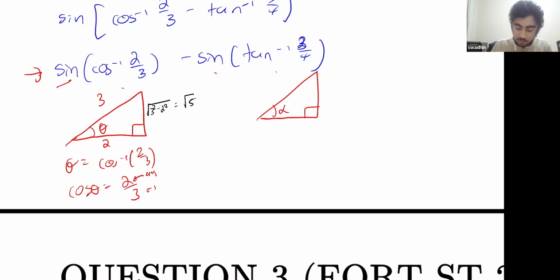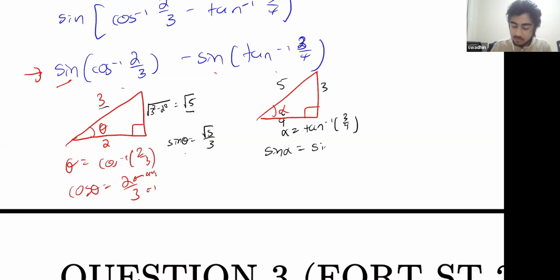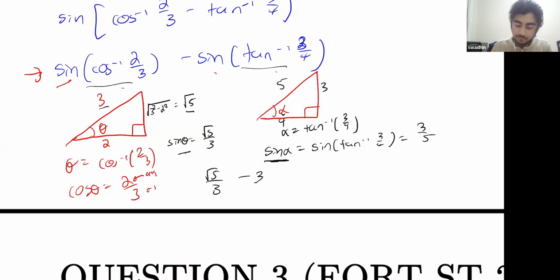So sine of cos inverse 2 on 3 is going to be sine theta, which is root 5 on 3. Now alpha here is going to be tan inverse 3 on 4. So what's the hypotenuse? The hypotenuse is root of 4 squared plus 3 squared, which is 5. So sine alpha, which is sine of tan inverse 3 on 4, is going to be 3 on 5. Now we can solve this. That's going to be sine theta minus sine alpha, root 5 on 3 minus 3 on 5. And yep, that's our answer.